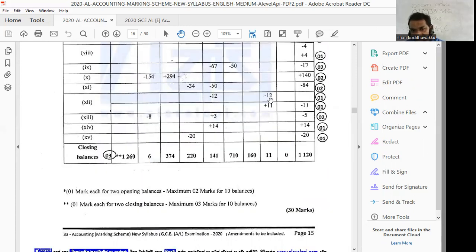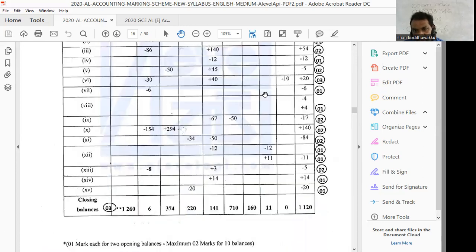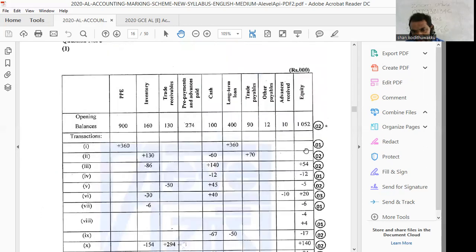And also they have mentioned this month's electricity bill is 11,000 rupees, but still they haven't paid. Therefore, again, other payables will increase. That's why plus 11,000 under other payables. Electricity bill due for the current month is an expense. Because of the expense, our equity will come down. Expenses will reduce equity. Therefore, minus 11 under equity again. Right.